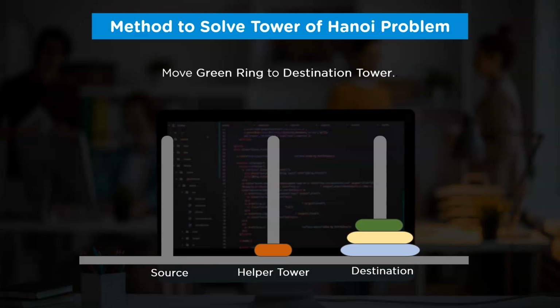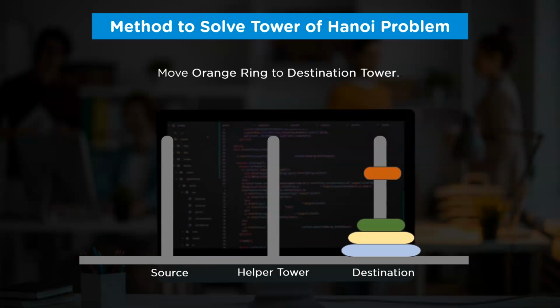Finally, we'll move the orange ring to the destination tower. And this is how we'll arrive at an accurate solution to our Tower of Hanoi problem. If you observe this process, you'll see that the ring movement is recursive in nature, and we can develop a solution to this problem using the recursive programming paradigm.